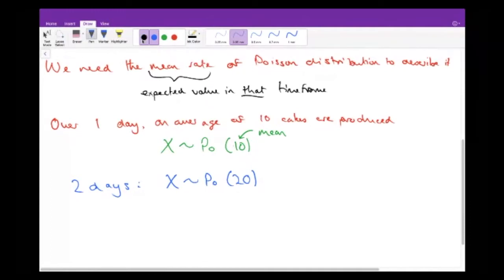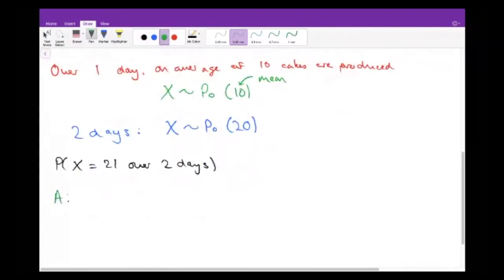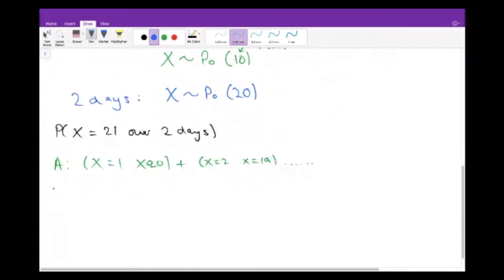So let's say we wanted the probability that x is equal to 21 over 2 days. Well, if we did it the first way, option A, we could do the probability x equals 1 times x equals 20, so day 1, day 2, plus the probability that x equals 2 and x equals 19. And we could do this all the way over it. So we'd have 21 different probabilities. Whereas if we change our distribution for a different time frame, we just find the probability of x equaling 21.